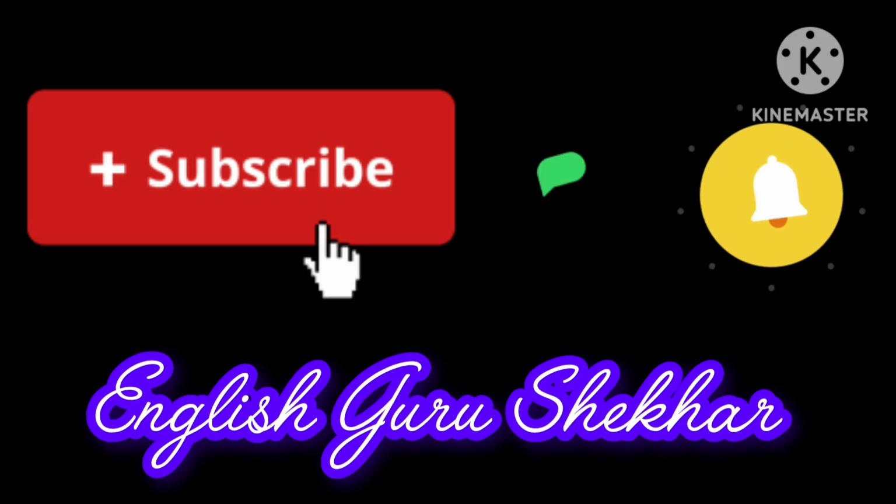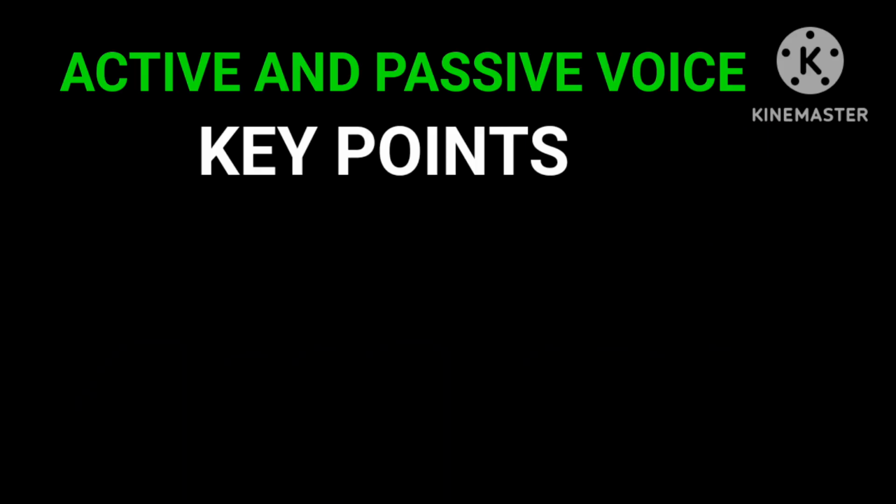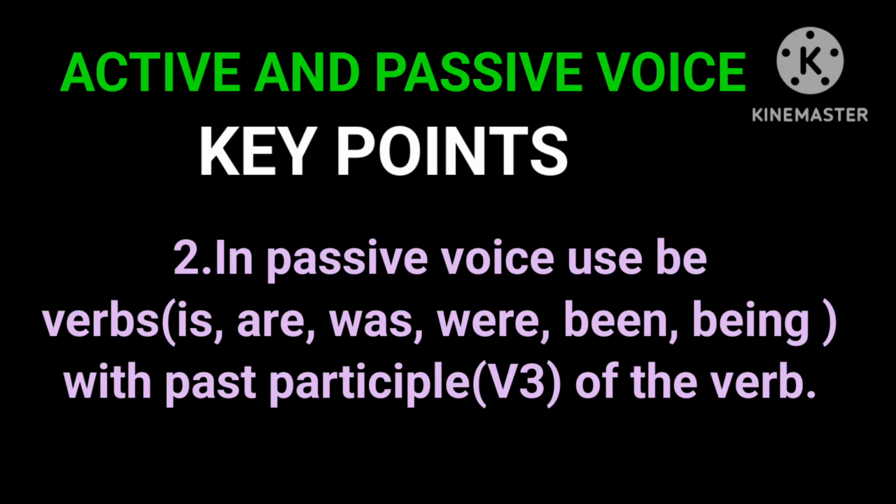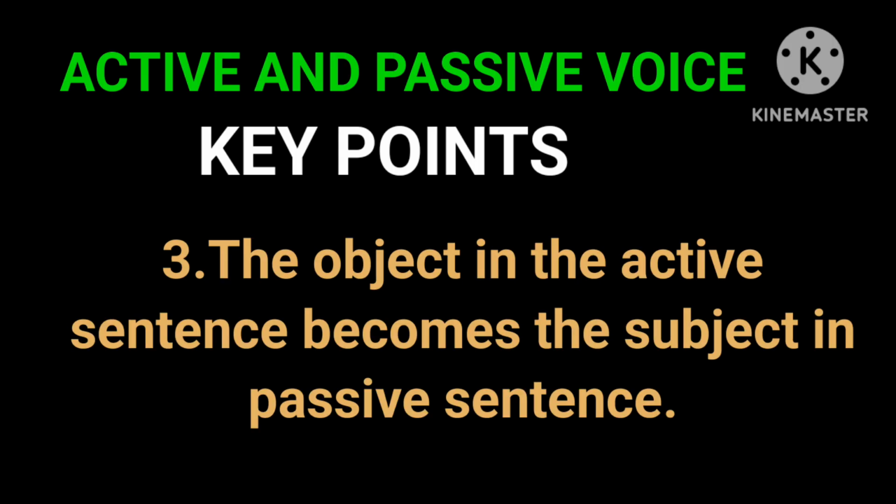Let's continue. Come to the key points regarding active and passive voice. First point, always identify the subject, verb and object in the sentence. In passive voice, use be verbs. In passive voice, we have to use be forms: am, is, are, was, were, been, being, with the past participle of the verb, that is V3. Next one, the object in the active sentence becomes the subject in the passive sentence. So these are some key points we should remember to change from active voice to passive voice.